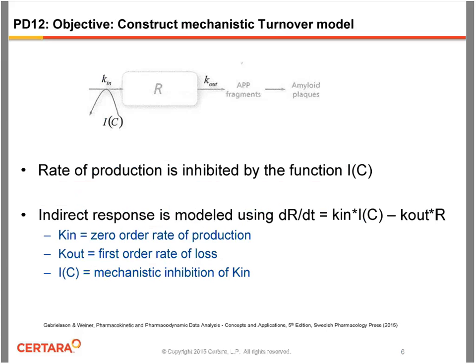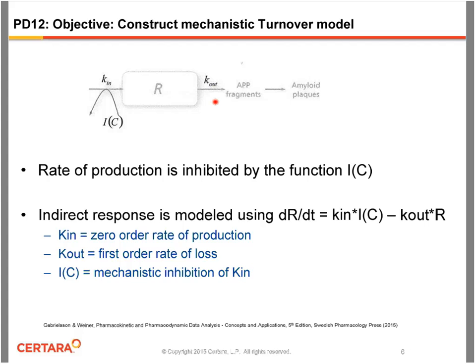Okay. In terms of the pharmacodynamics, the aim here is to construct a mechanistic turnover model. What does this mean? Well, the base turnover model actually uses this response block here, where you have a K in and a K out. So this is the base turnover model. Okay, so the K in is the rate, zero order rate of production, and the K out is a first order rate of loss of response. Okay, so we're modeling the response here.